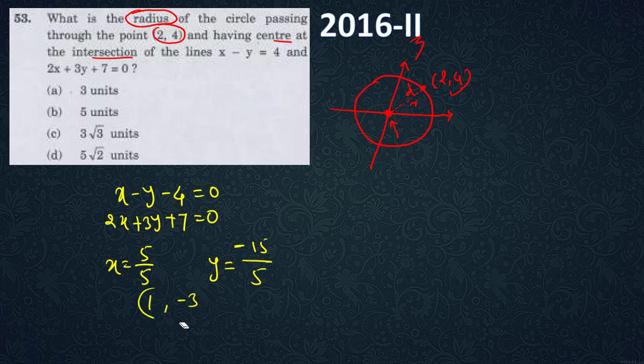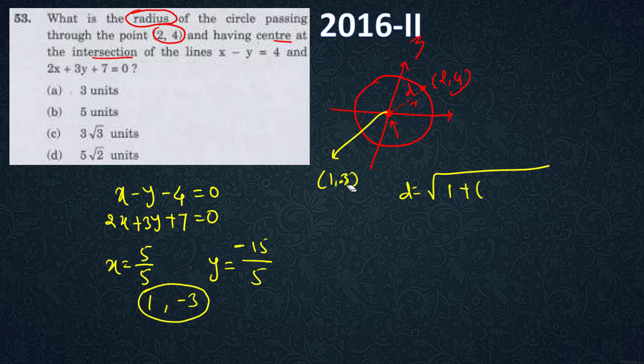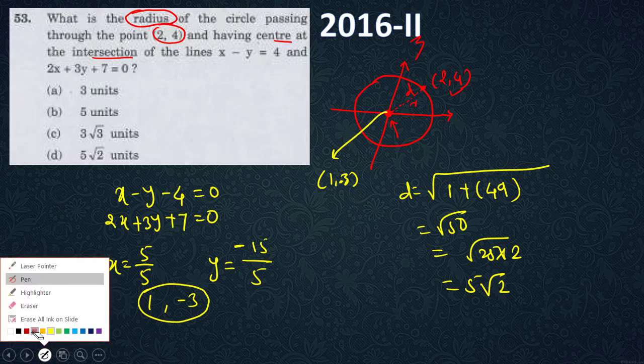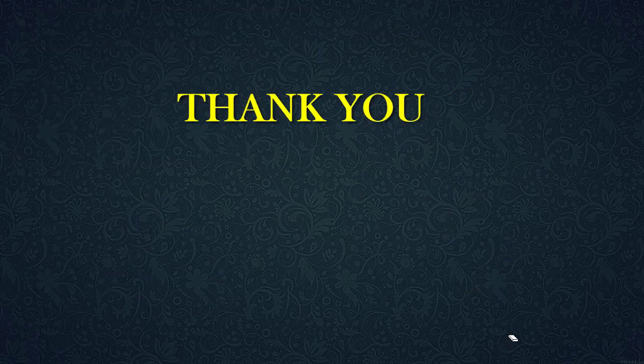So 1 comma minus 3 is the coordinate of this center, 1 comma minus 3. So find out the distance between these 2 points. So distance is what, it is the root of what is x2 minus x1. So 1 minus 2 whole square is 1 plus y2 minus y1, it is minus 3 minus 4 is minus 7 whose square is 49. So this becomes my root 50. So what is your answer is, it is root of 25 into 2. So taking 25 out, it is 5 root 2. So what is your correct answer is option number D. It's very easy. Okay, that's it.